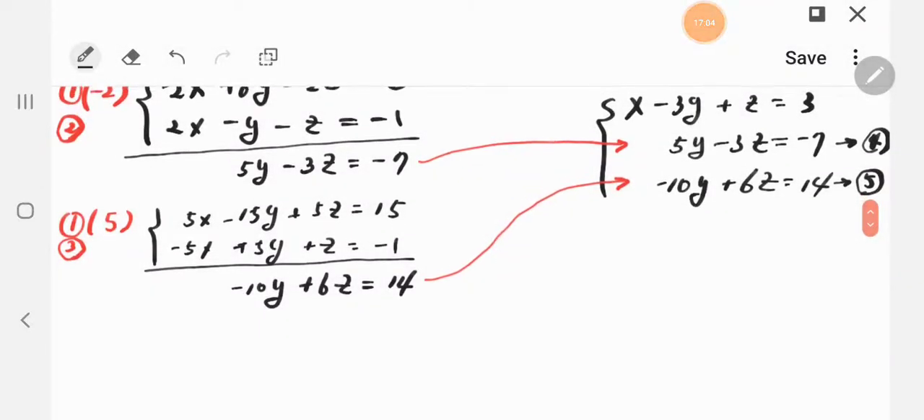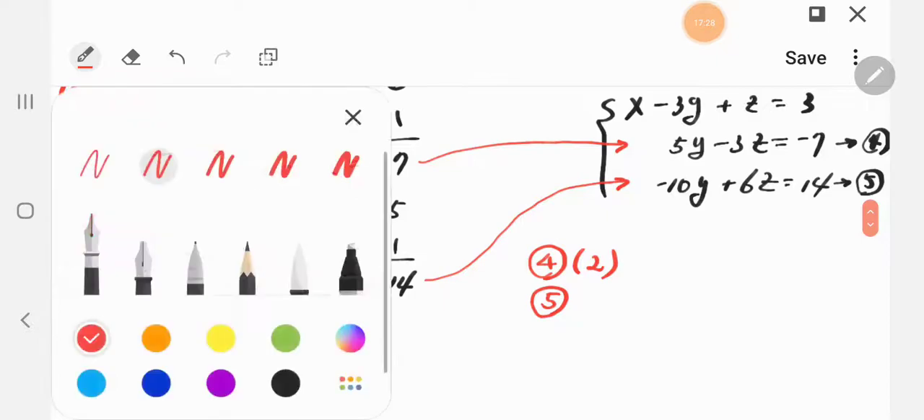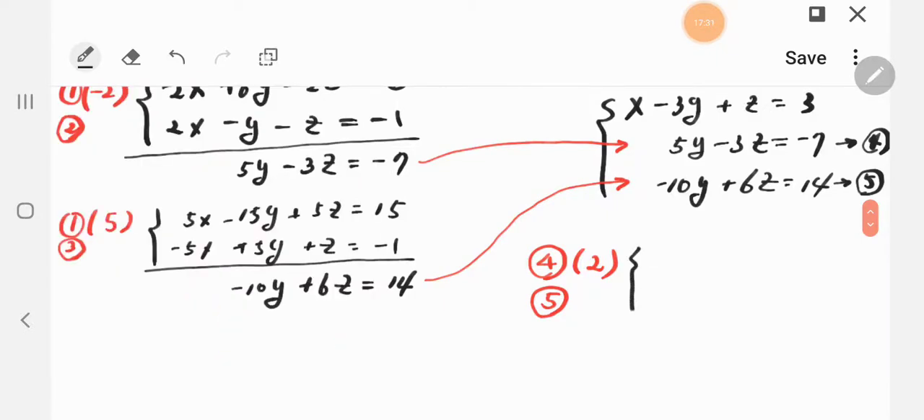All right, so from the last two equations, 4 and 5, let's eliminate y. It doesn't matter, so let's eliminate y. So why don't we multiply the fourth equation by 2. So the coefficient of y will be 10, and then equation 5 is unchanged. Then the fourth equation will be 10y minus 6z is equal to negative 14. And the fifth equation is negative 10y plus 6z is equal to 14.